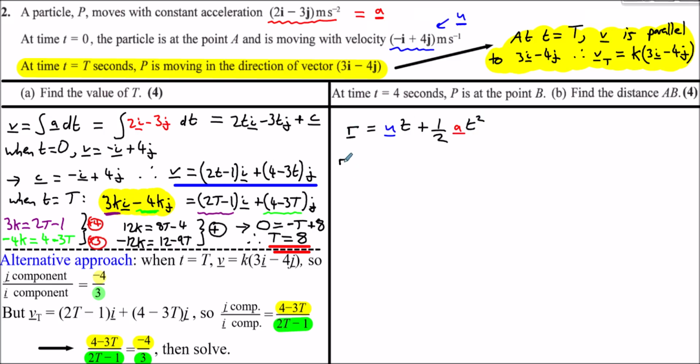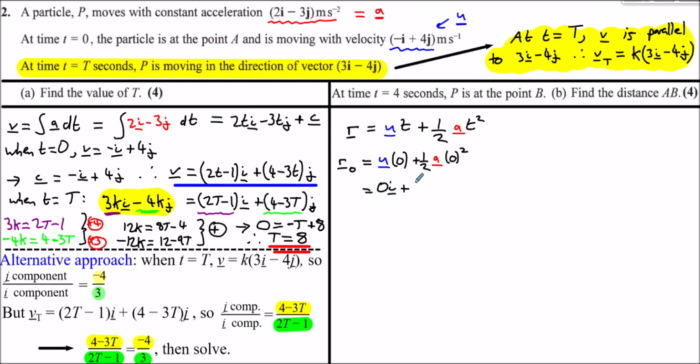So when time is 0 rather, the components would become 0 because vector u, which is minus i plus 4j multiplied by 0, would just all become 0. But I'll just write it in anyway, just for the sake of it. So u0 then plus a half multiplied by a multiplied by 0 squared. In other words, that just equals 0i plus 0j. So r0 is just 0i plus 0j.